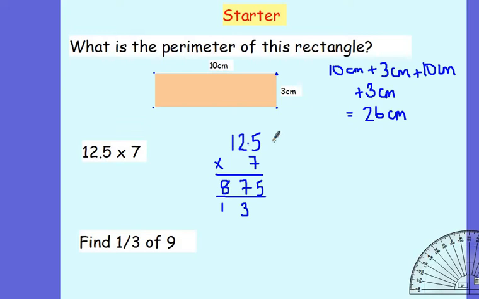We've divided 125 by 10 to get 12.5, so I need to divide my answer by 10, which will give me 87.5. And finally, to find 1/3 of 9, Lily, what do I need to do? Great, I need to divide 9 by 3, so 1/3 of 9 is going to be 3.